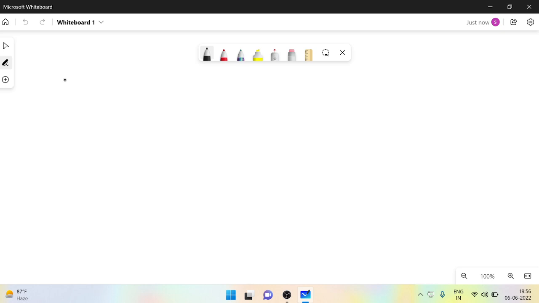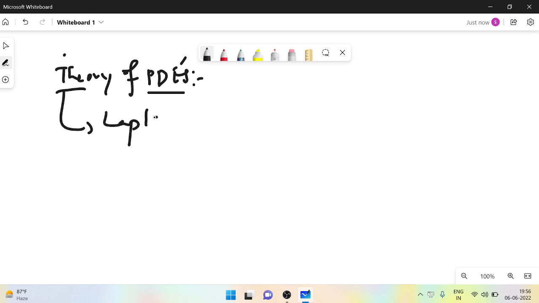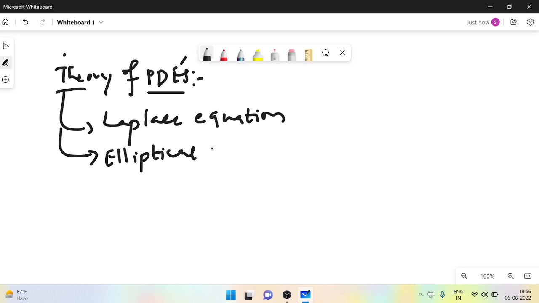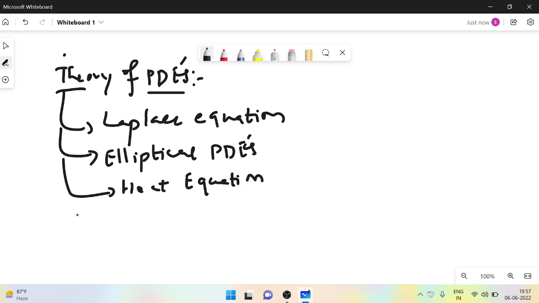Today I'll start some theory of PDEs. So basically I'll be covering the Laplace equation, elliptical PDEs, the heat equation, and some variational methods.